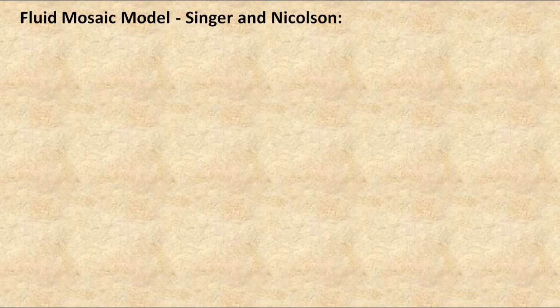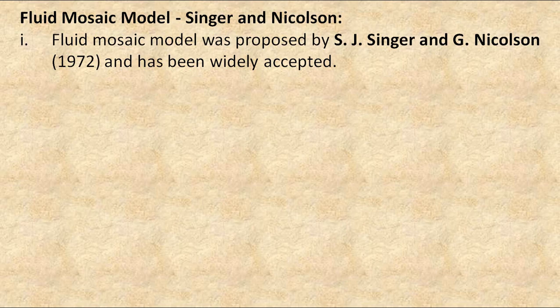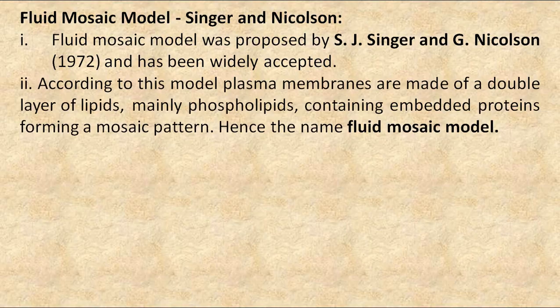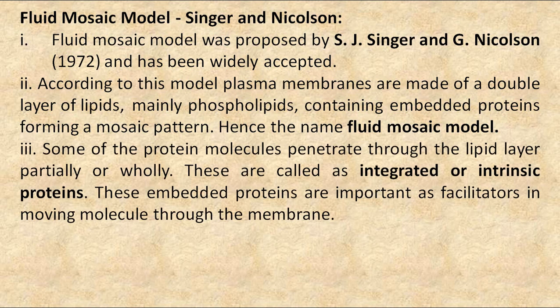Now let us see the fluid mosaic model in detail. The fluid mosaic model was proposed by S. J. Singer and G. Nicolson in 1972 and has been widely accepted. According to this model, plasma membranes are made up of double layers of lipids, mainly phospholipids, containing embedded proteins, forming a mosaic pattern. Hence the name fluid mosaic model. Some of the protein molecules penetrate through the lipid layer, partially or wholly. These are called integral or intrinsic proteins. These embedded proteins are important as facilitators in moving molecules through the membrane.